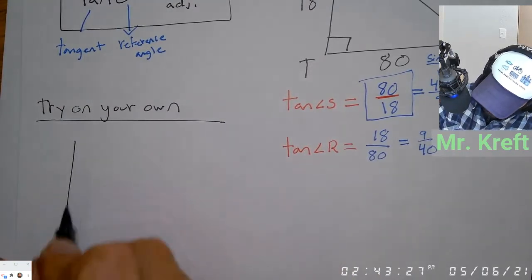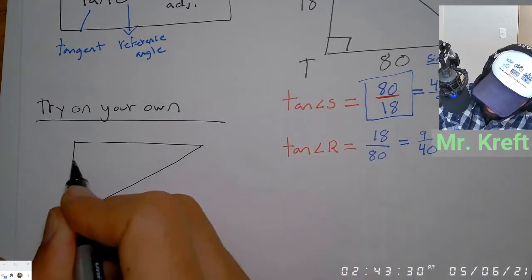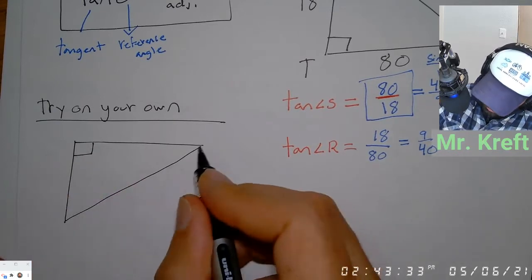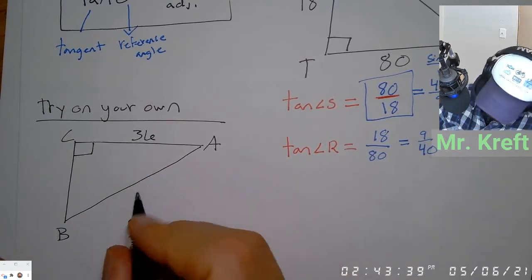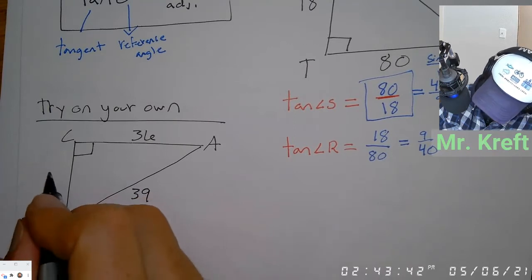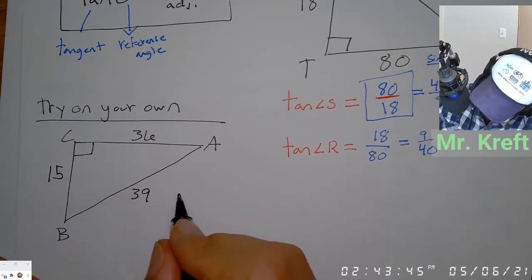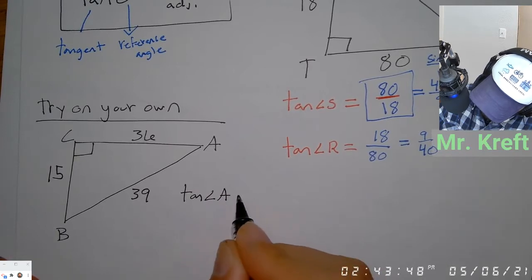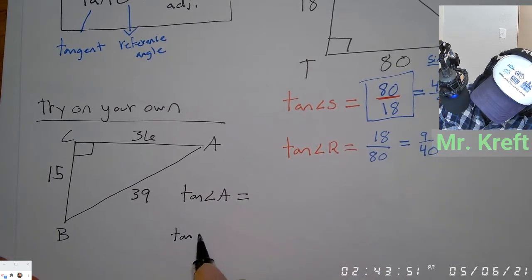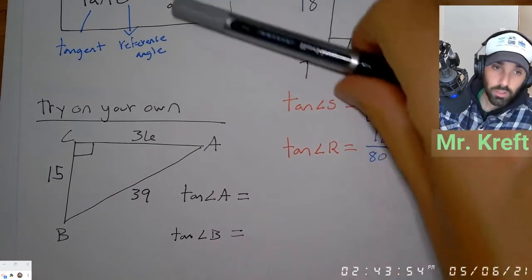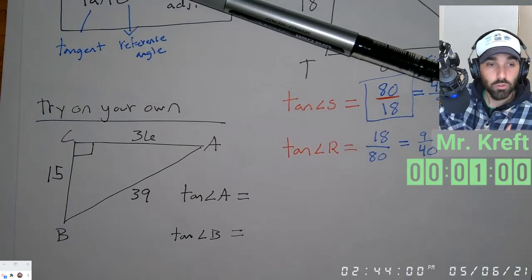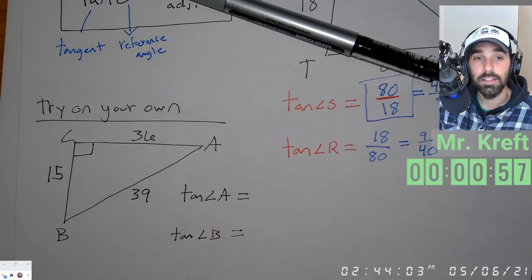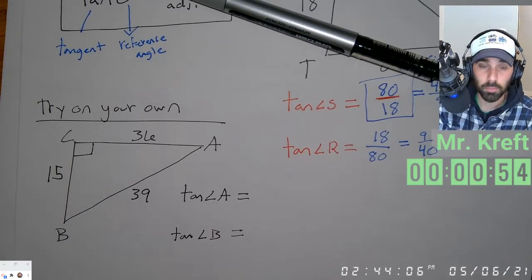Okay, so let's get a new triangle here. There's a new triangle in town, partner. Okay, so I'm going to label some stuff. And then I want you to find tangent of angle A and tangent of angle B. And all you're doing is finding the ratio. I'm going to give you guys a minute to do that. So we're just filling out the ratio part. We're not solving for anything, just finding the ratio.